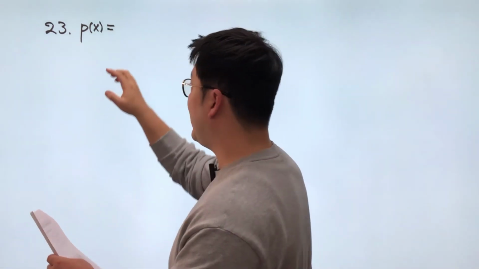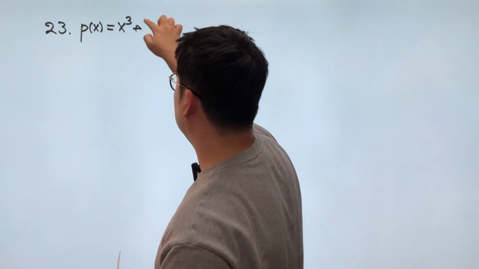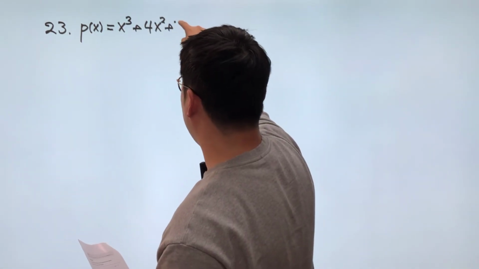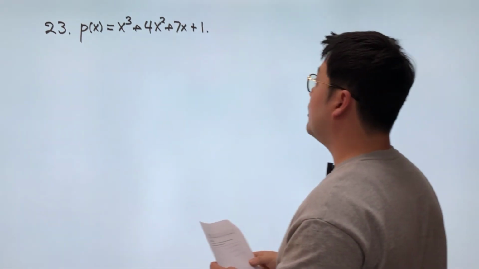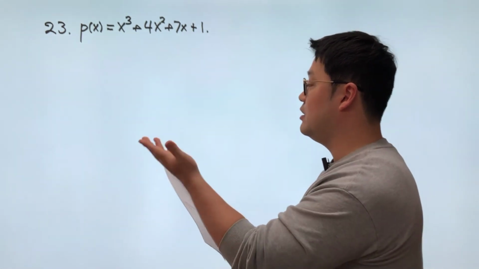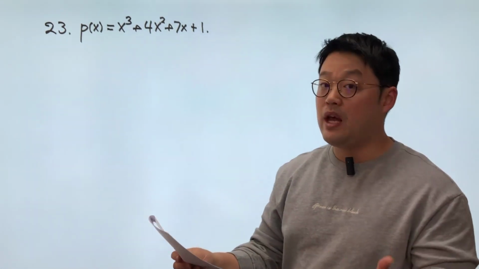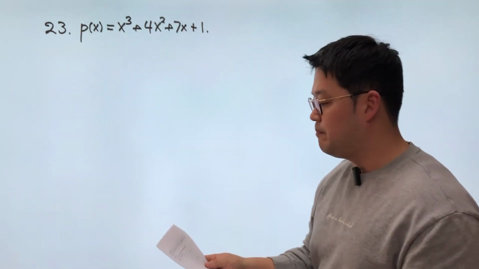P of x is equal to x cubed plus 4x squared plus 7x, and we're adding it with 1. Okay, so we have the polynomial, and I need to find out P of x plus 1 in order to come up with x cubed plus ax squared plus bx plus c and determine a plus b plus c.